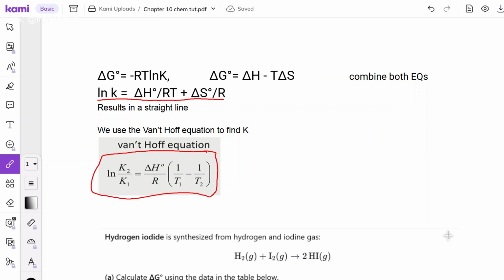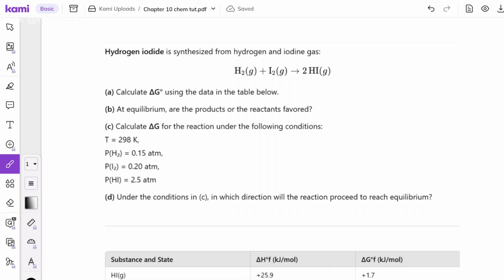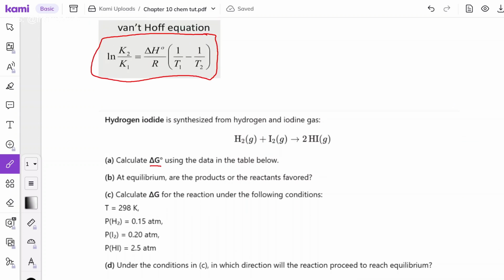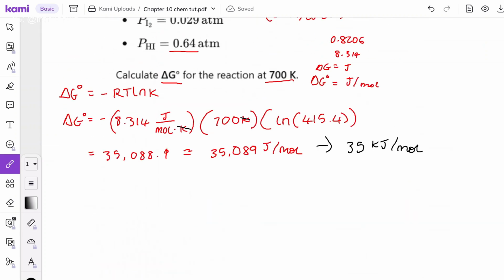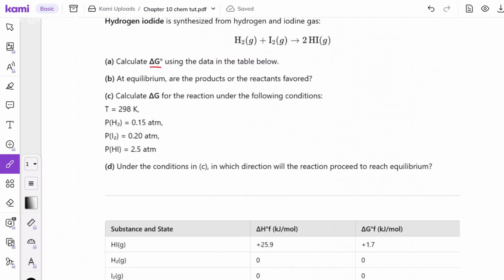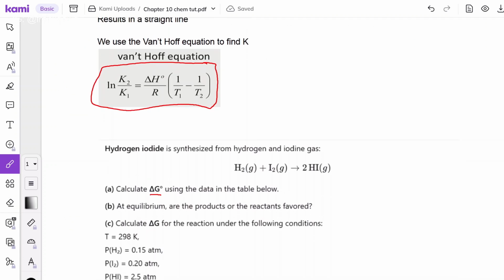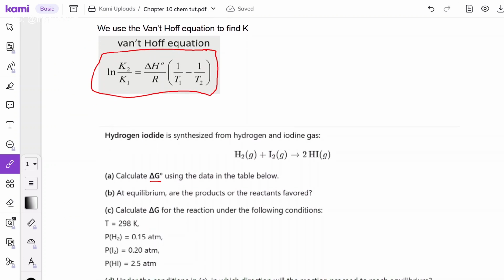For the next problem though, we're not going to be using this Van't Hoff equation yet, until the problem after that. But I'm going to show a new way that you can find this delta G naught, through using the table instead of using this formula up here with the K value. I'm going to use a table of enthalpies and this one.